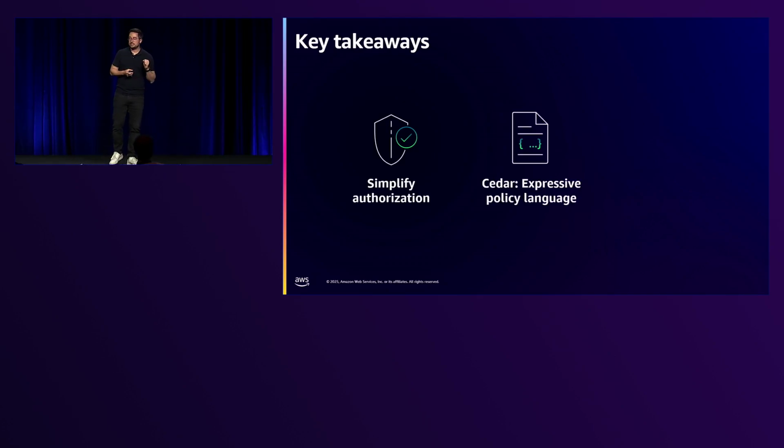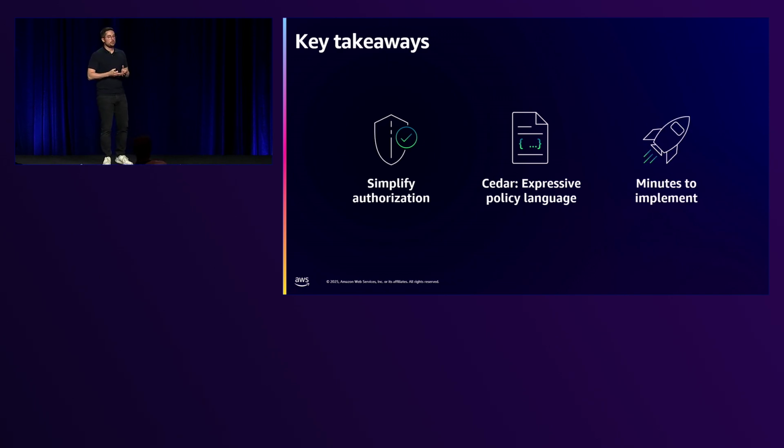Then I want to highlight Cedar. The Cedar policy language provides a human-readable and auditable way to externalize your authorization code, which follows the path of authentication that we saw before. And lastly, with our ExpressJS toolkit and the release that we did here, you can get started quicker. We make it simple for you to integrate Verified Permissions in your application using Express.js in minutes, and we reduced the complexity, and with that we also reduced the pricing.